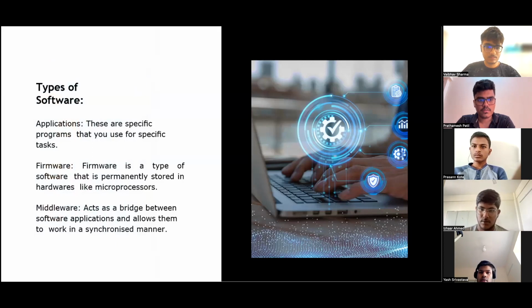Applications are specific programs that are used for specific tasks. Firmware is a type of software that is permanently stored in hardware like microprocessors. And middleware acts as a bridge between software applications and allows them to work in a synchronized manner.